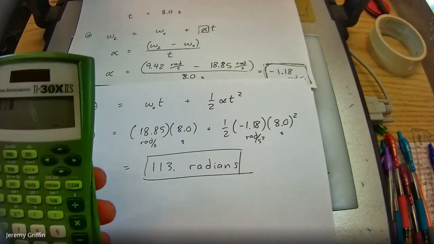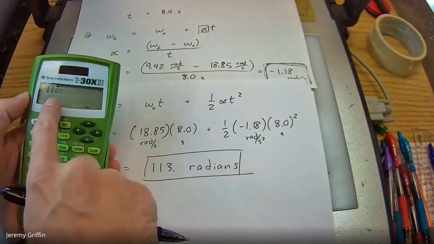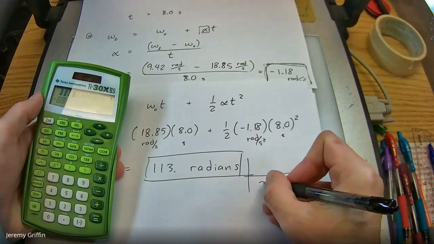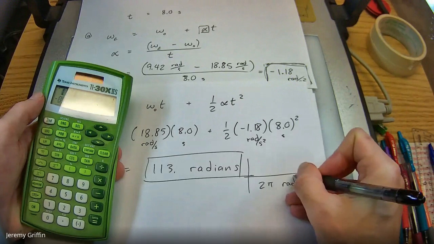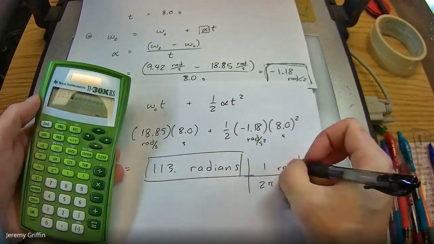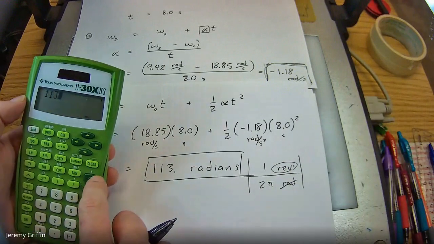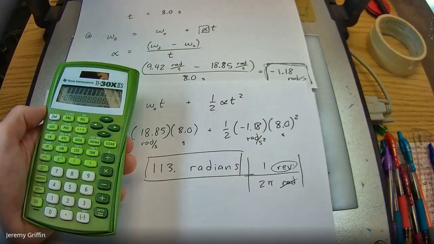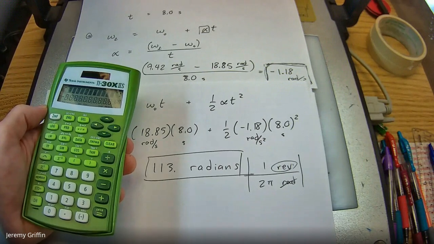Right. So let's see. Take 113 radians. I know that there are 2 pi radians in every 1 revolution. Right, radians, and then get some revolutions out. Can I say this? 113 divided by 2 pi. Is that going to give me the answer? Put in parentheses. Parentheses, right?